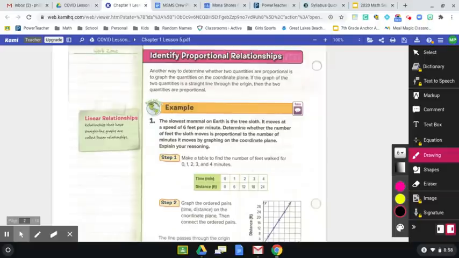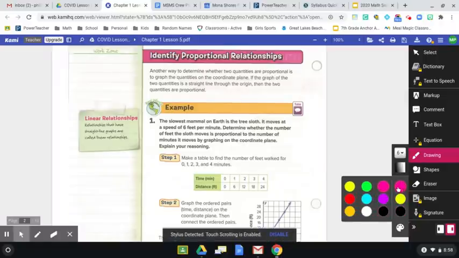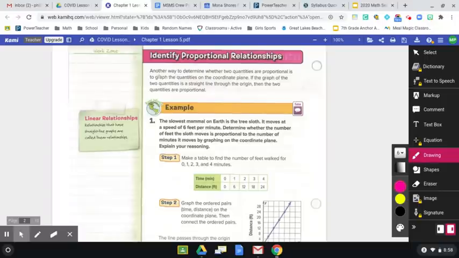So at the very top of page 46, I want to spend a minute just talking about some key pieces to being able to identify a proportional relationship. So we're going to look at that first paragraph. At the very top, it says, another way to determine whether two quantities are proportional is to graph the quantities on the coordinate plane. If the graph of the two quantities is a straight line and it goes through the origin, then the quantities are considered proportional.